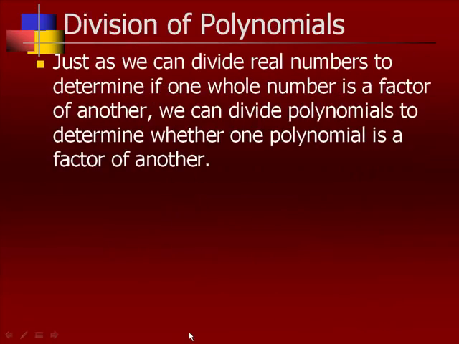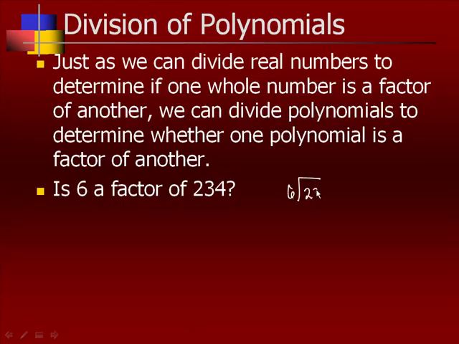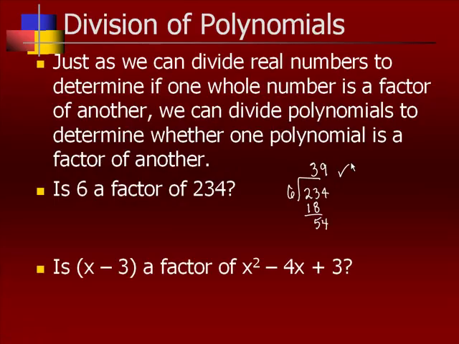Now, just as we can divide real numbers to determine if one number is a factor of another, we can divide polynomials to determine whether one polynomial is a factor of another. Is 6 a factor of 234? Well, let's check it. Will 6 divide evenly into 234? 6 will go into 23 3 times, which would give us 18, which would give us 54. Because it does go into it evenly, we say that 6 is a factor of 234.